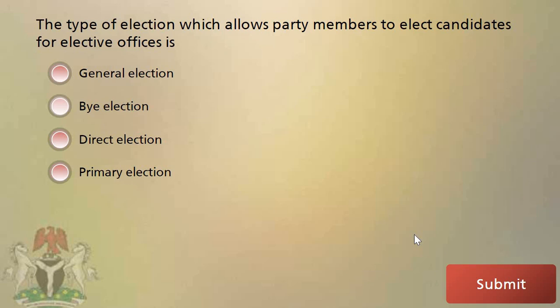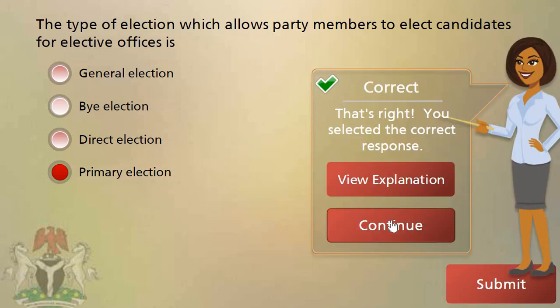Okay, question 20. The type of election which allows party members to elect candidates for elective offices is A, general election, B, by-election, C, direct election, D, primary election. Okay, the right answer is D. Primary election is a type of election that allows party members to elect candidates for elective offices.